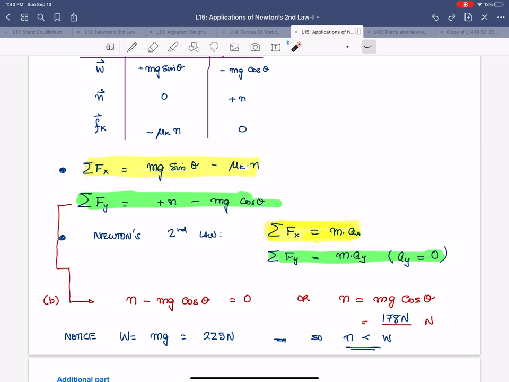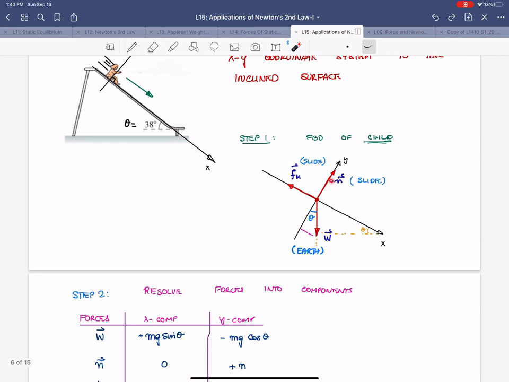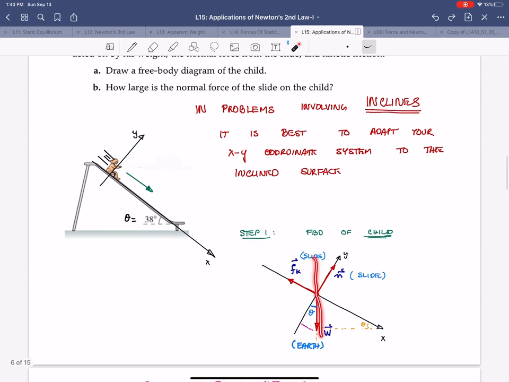Now here again, you see the advantage of choosing our axis in this particular manner. If we had drawn the axis this way, remember, the child is sliding in this direction, so the acceleration is going to have both an x component and a y component, and you'll have to combine that using the Pythagorean theorem. It makes the problem much more complicated. You'll have to figure out the x component of the acceleration, the y component of the acceleration, and work out the details from there.